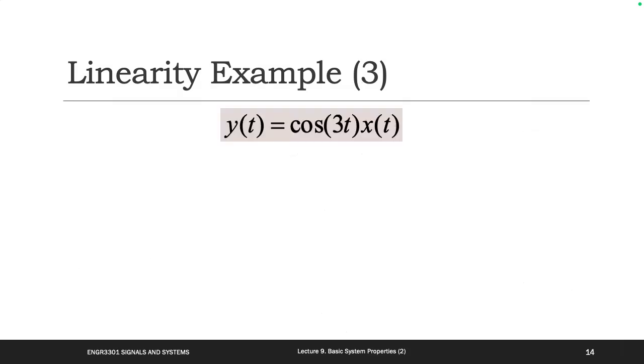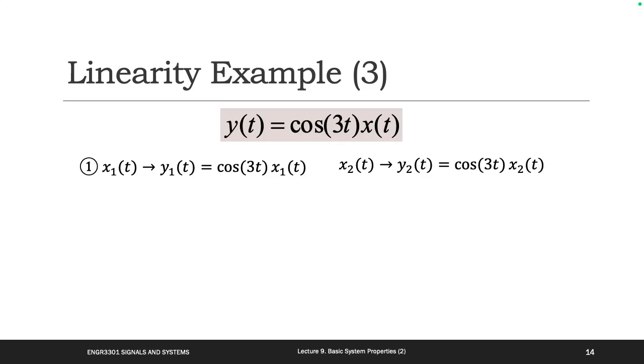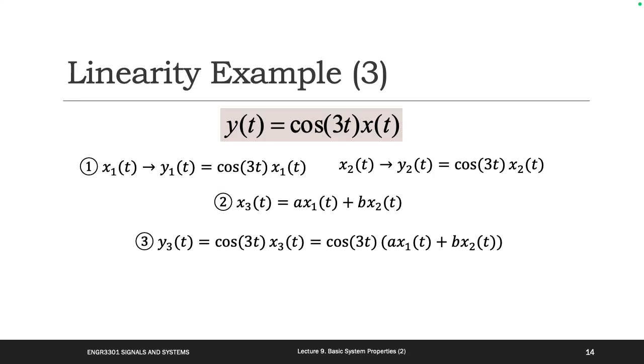y(t) equals cosine 3t x(t), and let's check if this is linear. Okay, the first step, we need to construct two different inputs, am I right? x1(t), x2(t). And then let's construct an input like a x1(t) plus b x2(t), and calculate y3(t) equal cosine 3t x3(t). This one, am I right? Equal this one.